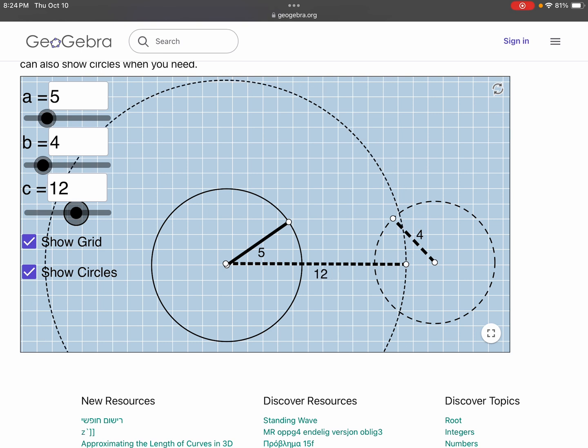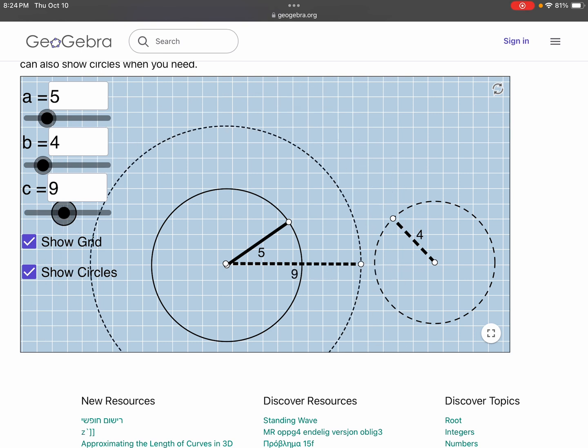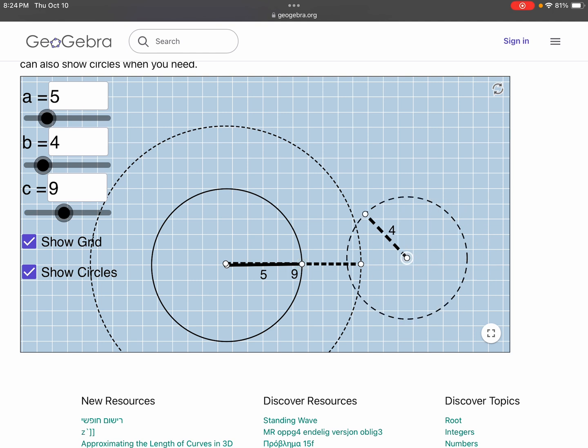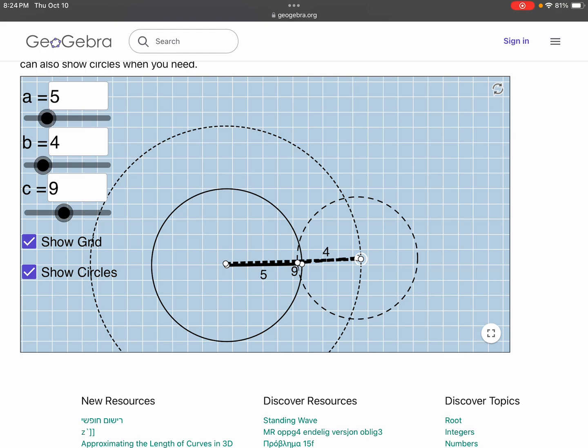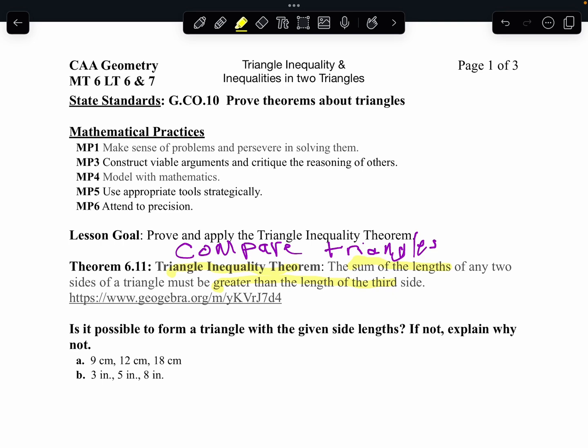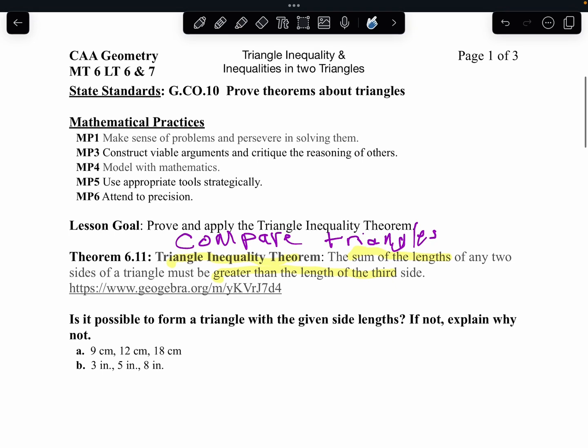But what happens if it's exactly the same, like a 9 here? Well, if that's the case, notice what happens. They only match up right there. That's your segment addition. So equal is not good enough. It's got to be more than the third side to be a triangle. So we can apply that on these problems here.